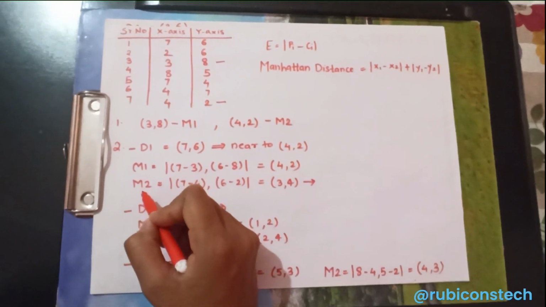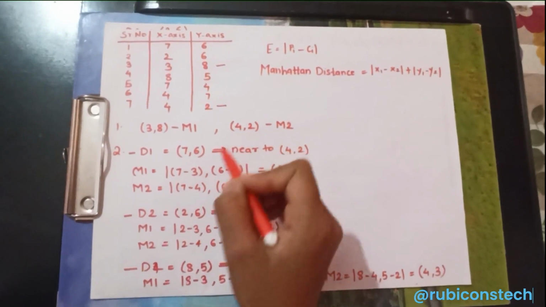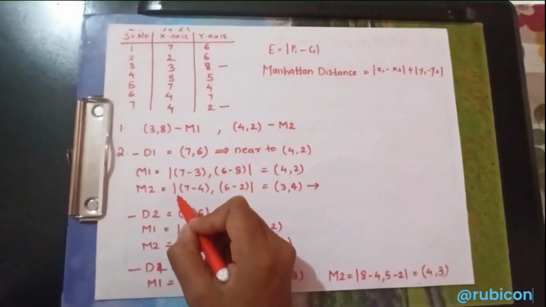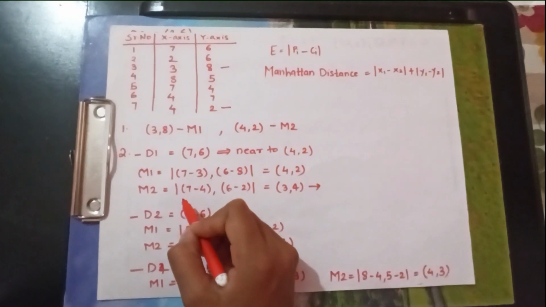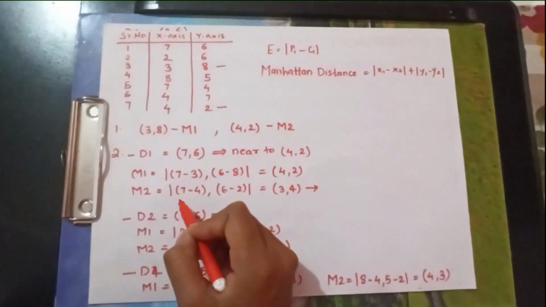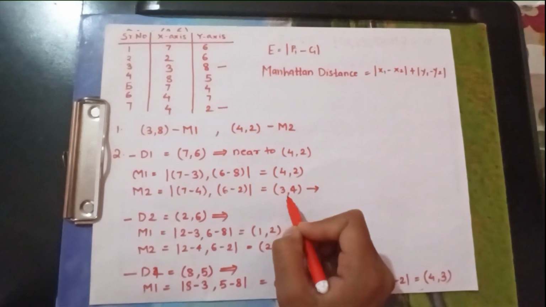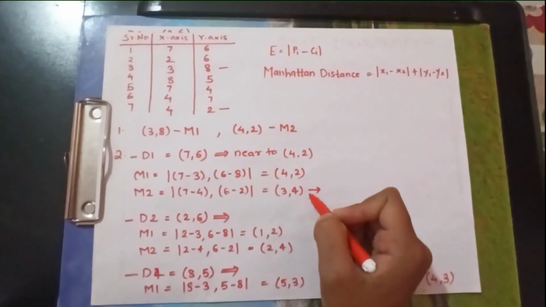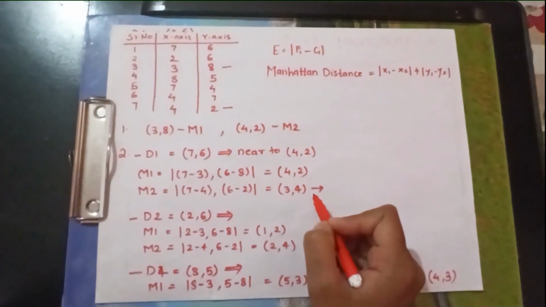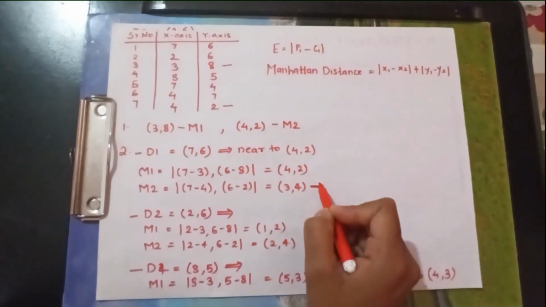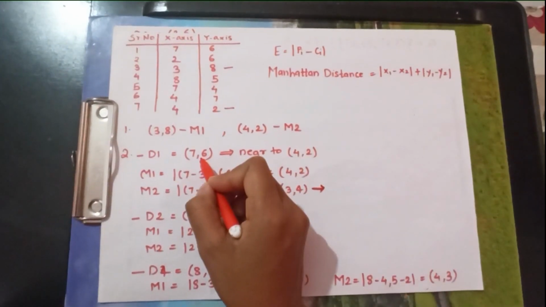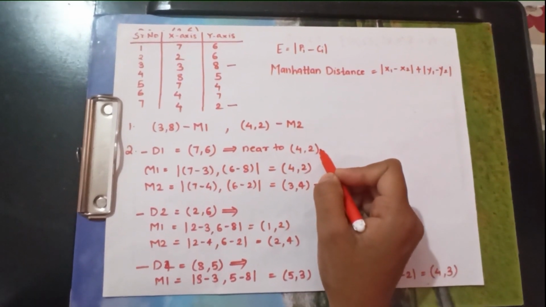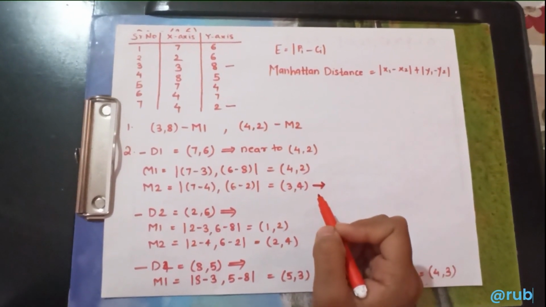Similarly we'll calculate for medoid 2, that is (4,2). So 7 minus 4 and 6 minus 2. Since all these values are within the mod, the answer will always be positive only. So we get the answer as (3,4). On comparison of both these values, we can see that the data point (7,6) is near to medoid 2, that is (4,2). So the data point (7,6) lies within the cluster where medoid (4,2) belongs.